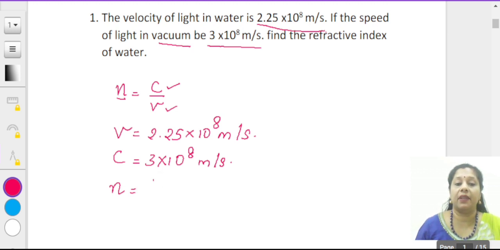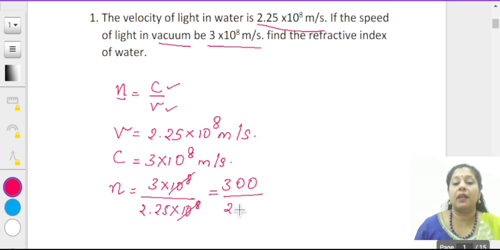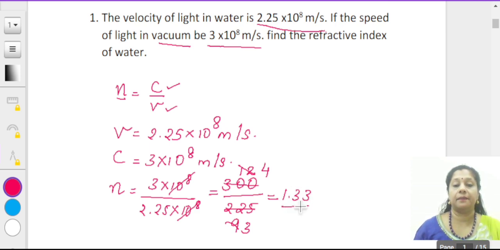We can substitute C and V: 3 into 10 raised to 8 upon 2.25 into 10 raised to 8. These two values can be cancelled. Here, to remove the decimal places, two decimal places are there, so we can multiply by 100. But if you multiply the denominator by 100, the numerator also you will have to multiply. So 300 by 225. With 25 we can cancel this. That is 12, here it is 9. If you cancel this, 4 and 3. So 4 by 3 is N, that is 1.33. So the refractive index of the medium is 1.33.